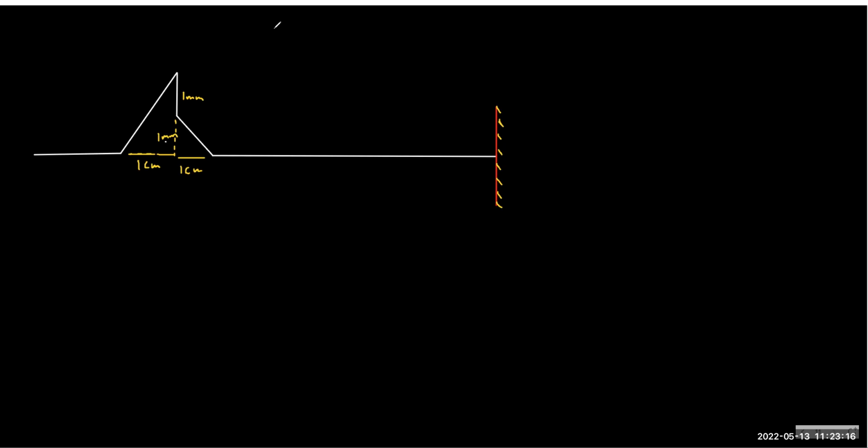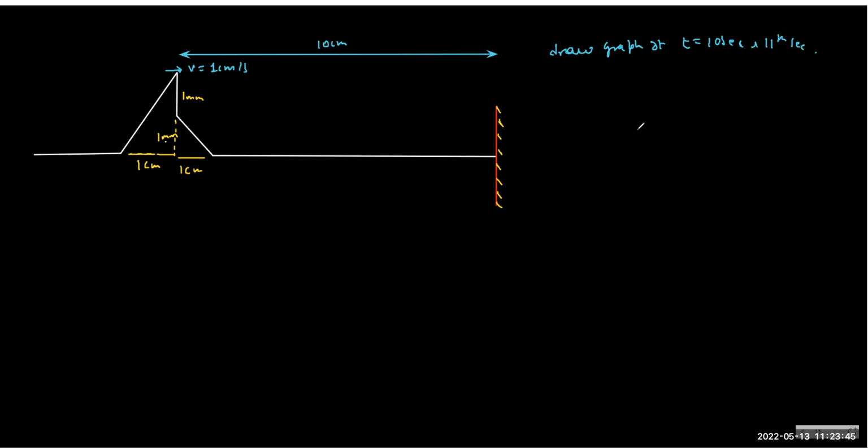And the distance of the peak from the wall, you can assume whatever value you want, let's say 10 centimeter. And the velocity of the wave is 1 centimeter per second. So draw the graph at t equals 10 seconds and 11 seconds. Try this out, then I'll see. So you can try it, then when I solve those questions, you can see whether your answer is correct. Yes. So do it.